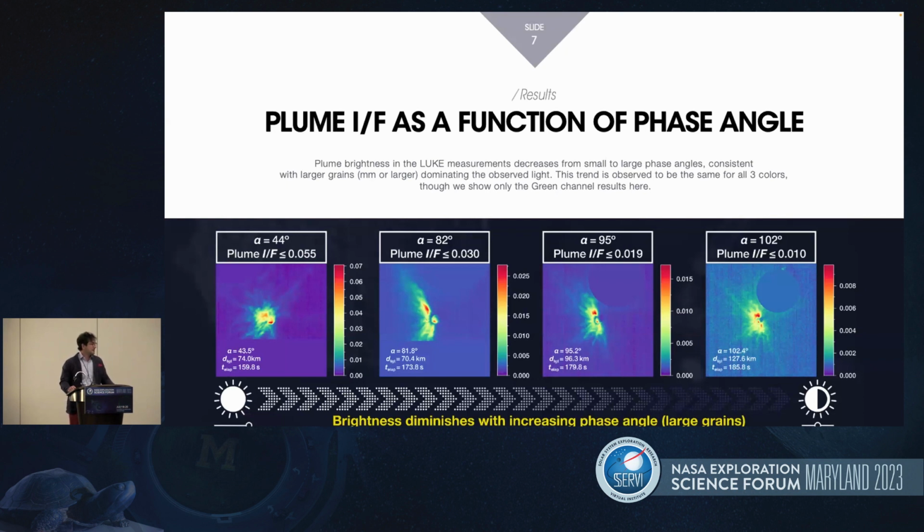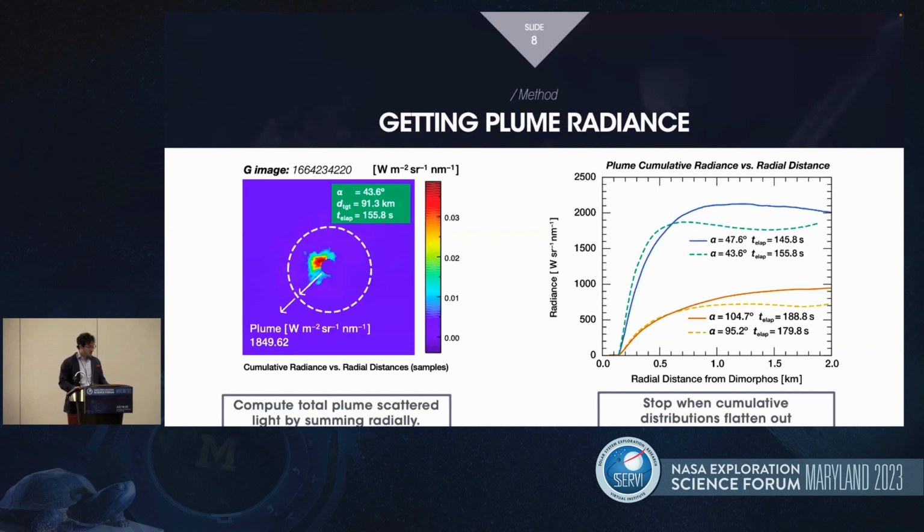You can see that as we increase the phase angle, plume I/F, which is also brightness in this case, goes down. That indicates that we have large particles. Although this is for the green channel, we see a similar story in the red and the blue. Next slide, please. To get mass, we need to start by collecting all the light.